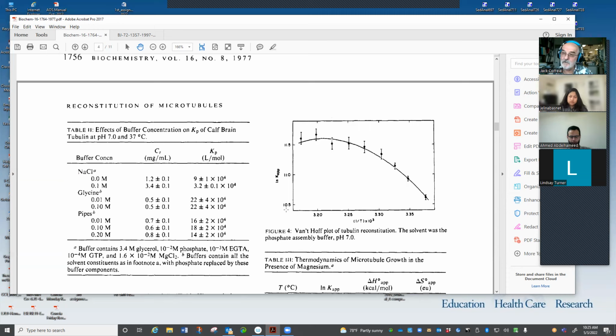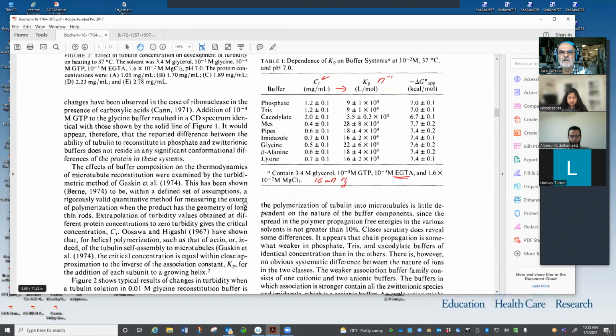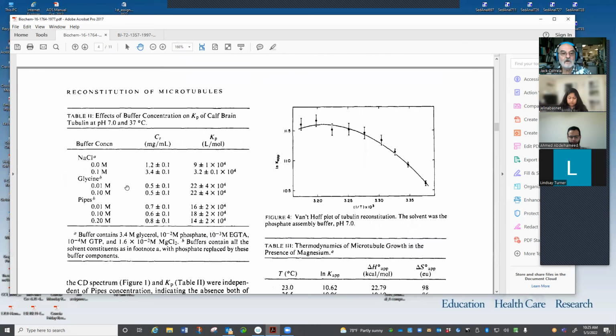Some buffers may be better than other buffers, especially as you raise the concentrations of buffers. You can see here that if you go to higher concentrations of PIPES, we typically used 100 millimolar PIPES in my lab, although we would occasionally vary that. And that may enhance the polymerization. In this particular case, you don't see a change due to the PIPES. Let me come back up here to look at this. The PIPES here is at 7.4, so 18 times 10 to the fourth with 7.4 kcals per mole. And down here, it ends up being in the same range.